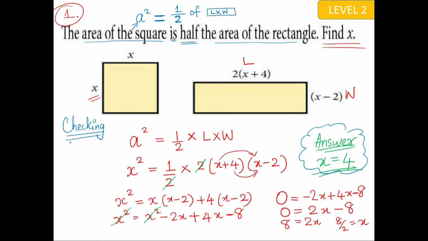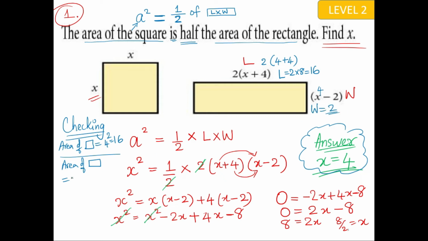You can always do a checking to make sure your answer is right. So area of your square is x squared, so my x is 4. I have 4 squared, 16. And the area of my rectangle is given by, now the length is going to be 2 multiplied by, in place of x you're going to write 4, so 4 plus 4 is 8. My length is going to be 2 times 8, 16, and my width is going to be, x is 4, so 4 minus 2 is going to be 2. So 16 times 2 giving me 32.